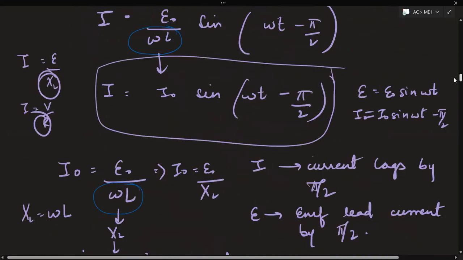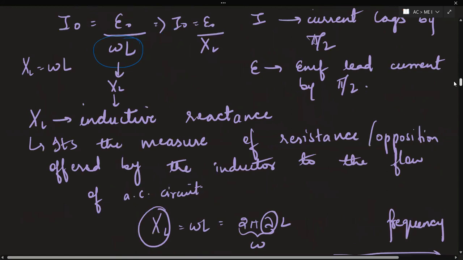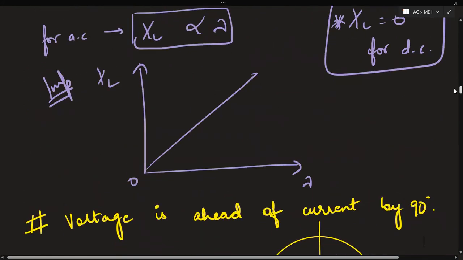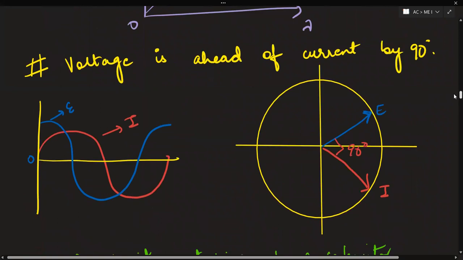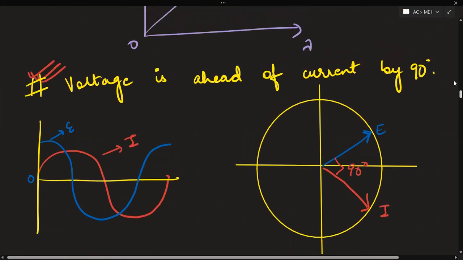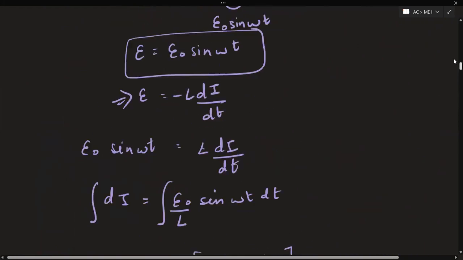From here, you have to remember these two equations for E naught and I naught. You have to remember XL and its relation with frequency. This has been asked a lot of times in your board exams, the graph between XL and nu. And then definitely your phasors. You just have to remember the line that voltage is ahead of current, because these things become confusing at the end. Start noting from here. Any queries, let me know.